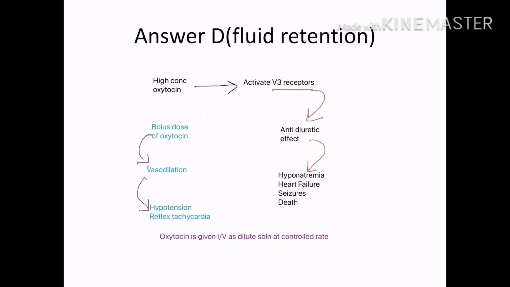At the same time, bolus doses of oxytocin can cause vasodilation. Vasodilation will lead to hypotension, which will again lead to fluid retention by the kidneys, and also it will lead to reflex tachycardia. So the right answer here is fluid retention, and it is important to remember that oxytocin should be given in a dilute solution at a controlled rate.